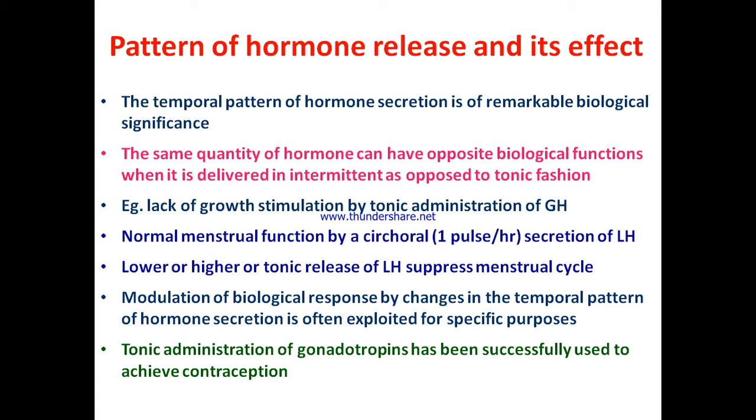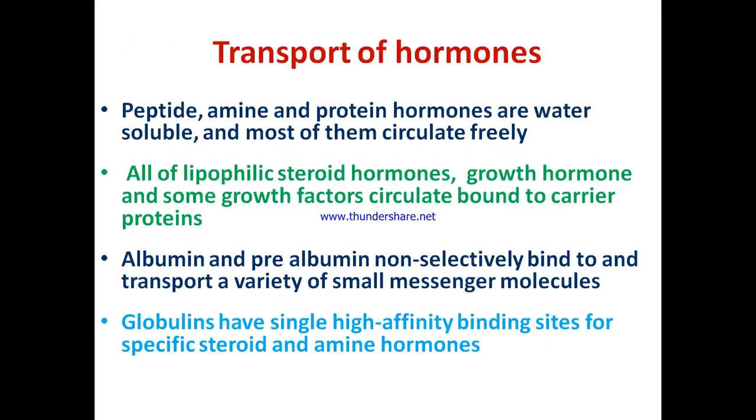Modulation of biological response by changes in the temporal pattern of hormone secretion is often exploited for specific purposes. So if you know how the release of hormone causes the change in effect, you can use this for specific purposes, even for treatment purposes. For example, tonic administration of gonadotropins has been successfully used to achieve contraception.